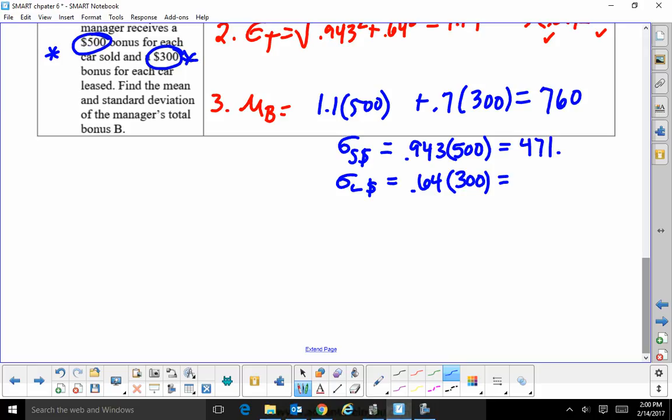471.5. 92. Okay. So those are like the two standard deviations.